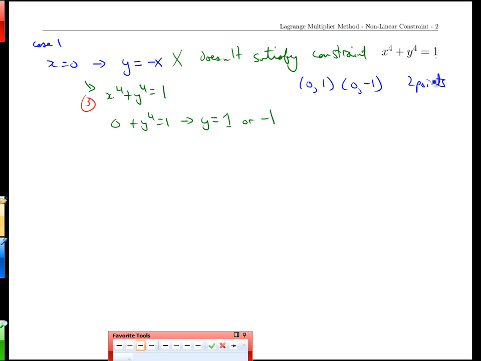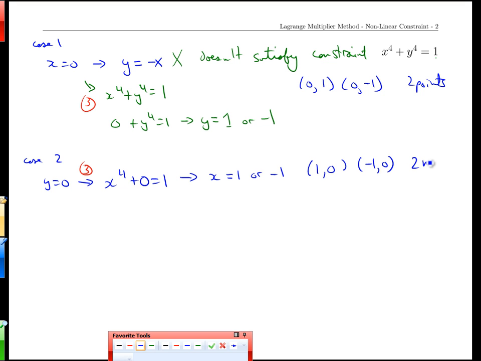All right, not too bad. So we have 2 points that satisfy the Lagrange equations. We also have another case. We could have y equals 0, and we sub that into our constraint equation again, and we're going to get x to the 4 plus 0 equals 1, and from that, parallel to this other example, we could say that x is equal to 1 or negative 1. These are the x coordinates, so it could be 1 for x, or it could be negative 1 for x to go with y equals 0. And that's 2 more points.